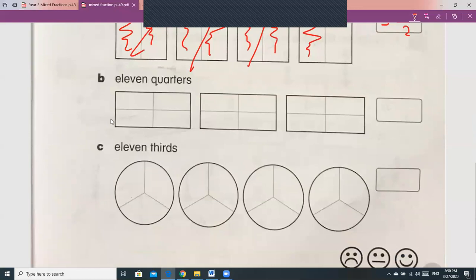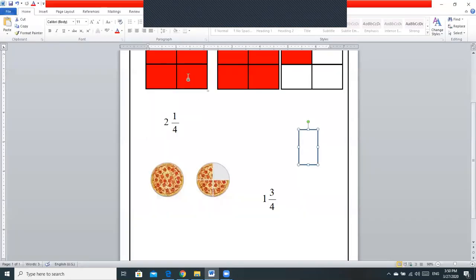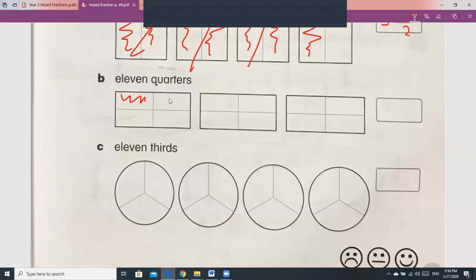Let's make the second one. He wants me to color 11 quarters. Let's count. You will have to color all the quarters, okay? Please color it in a good way. I can't color it here like this, but you have to color it. You have to color the whole part like this. Okay. So I color 11 quarters. 1, 2, 3, 4, 5, 6, 7, 8, 9, 10, 11.